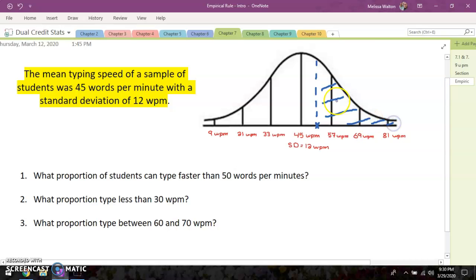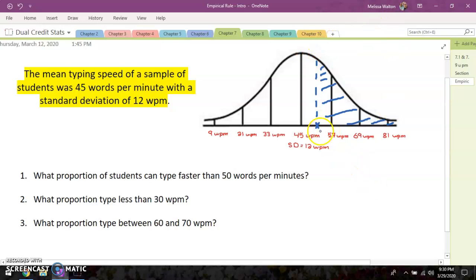Now, looking at this, taking a few guesses. Well, I know that this entire piece is 50%, and this was supposed to be 34%, and 50 words per minute is somewhere in there. So I'm going to guess maybe around 40%. It's a little bit less than 50. I'm going to guess somewhere around 40%, maybe 30-something percent. But that is my guess looking at the model that we have been given. But you can't just eyeball it and use the empirical rule on this one.